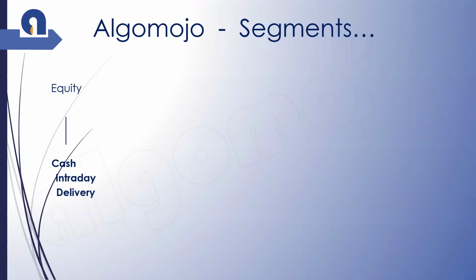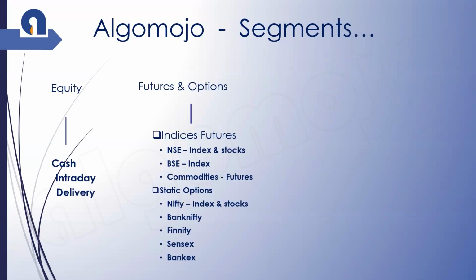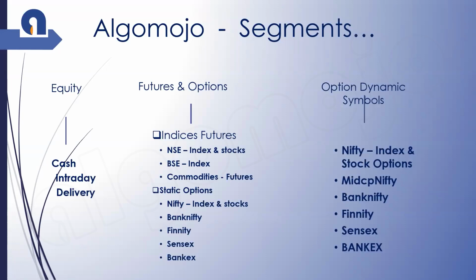Now, what are the segments that you can trade using the platform? Yes, cash is definitely possible. It can be intraday or delivery basis also. You can trade in futures and options. It could be index or stocks also. Or you can trade in static options also for any of these, Nifty, Bank Nifty, Fin Nifty, Sensex, etc. Then, in case you want to trade in dynamic options based on the spot price, the system will select the dynamic strikes at that point in time and get the orders executed for you.